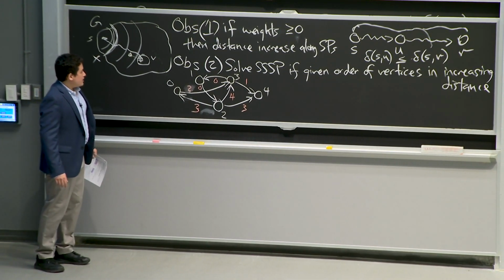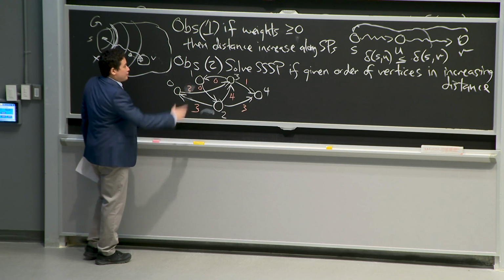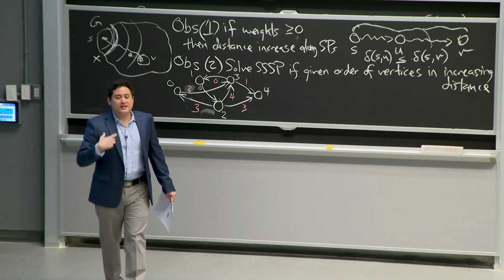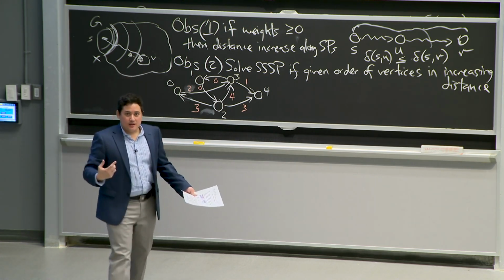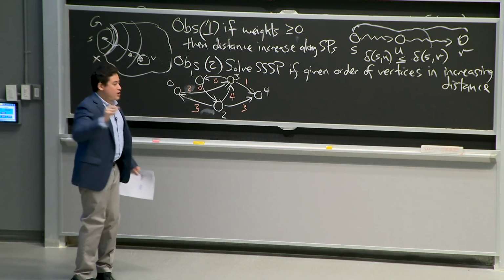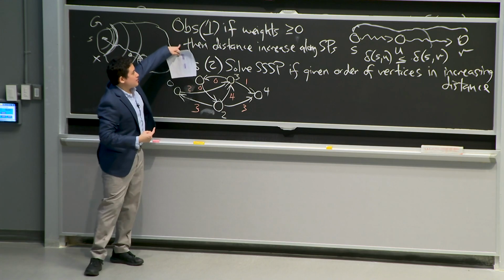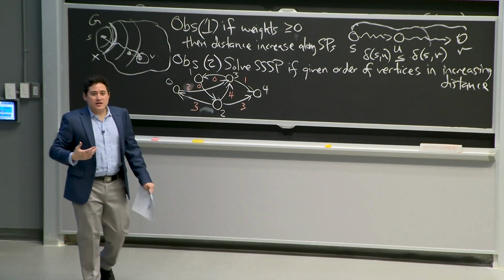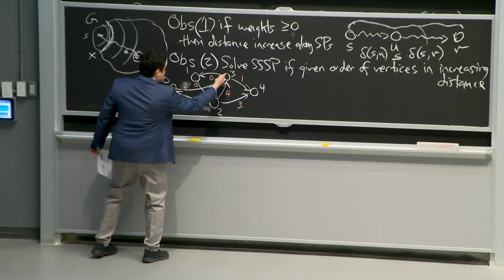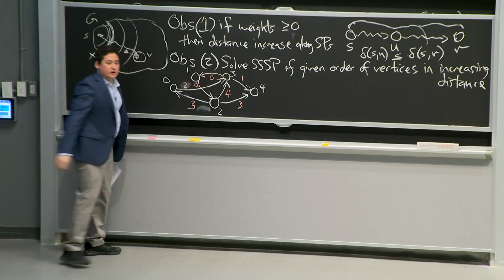Well, because of this first observation, I know that if these are increasing in distance, any edge going backwards with respect to this ordering can't participate in shortest paths, with one exception. Anyone know what that exception is? No edge can go backwards in this ordering based on this observation, except under what condition? Yeah. If the weight is 0, yeah. So if the weight is 0, just like this situation here, then I could go backwards in the ordering.